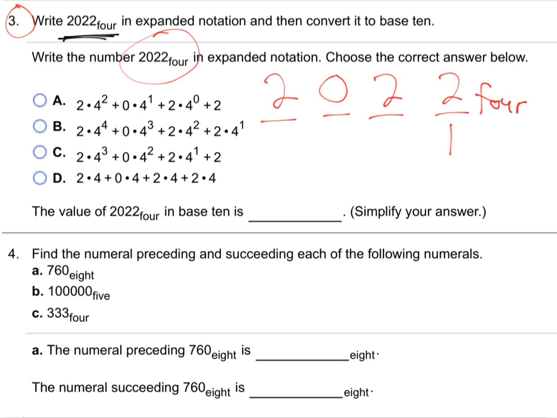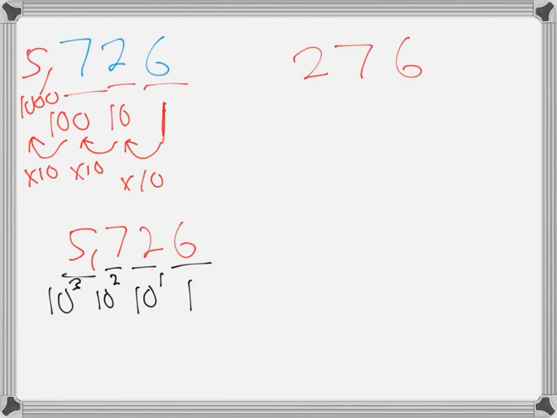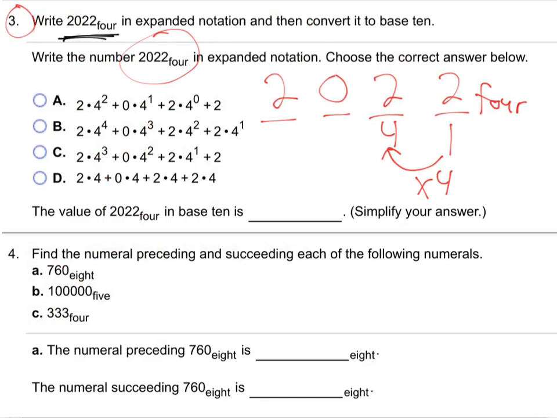We start here with the 1's place, right? All the systems start with the 1's place. That's always the 1's place. But the next one, instead of being the 10's place, is going to be the 4's place, because I went times 4. Just like over here, I went times 10, times 10, times 10. Start with 1 and keep multiplying by 10 as you go left. So, what's the next place going to be? The 16's place. Times 4 again.